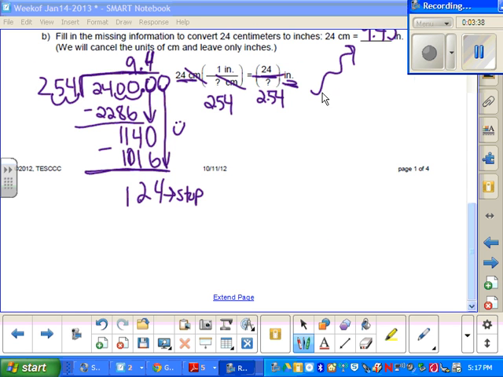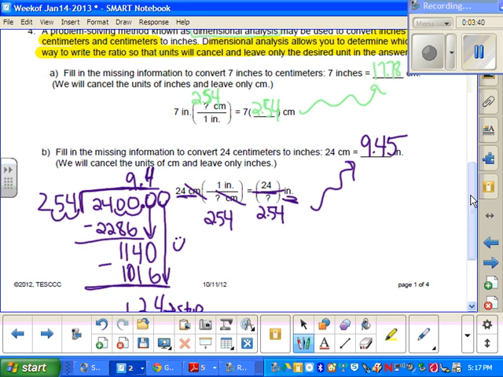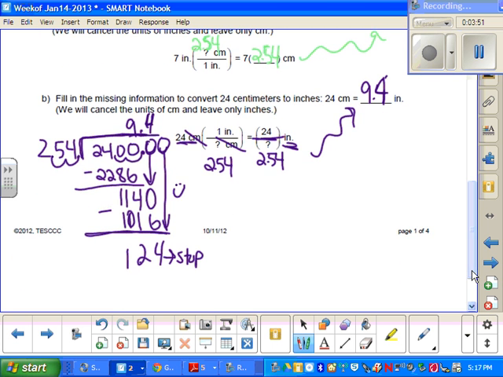All right, guys, so we ended up with 24 over 2.54, and we've got to divide that out. It's pretty ugly division. We started it for you so you could just see where we were coming from. We could keep going forever, so we just decided to stop at 9.4. Okay, so 24 centimeters equals 9.4 inches. We rounded it to the nearest tenth. All right, so moving on to the next page.